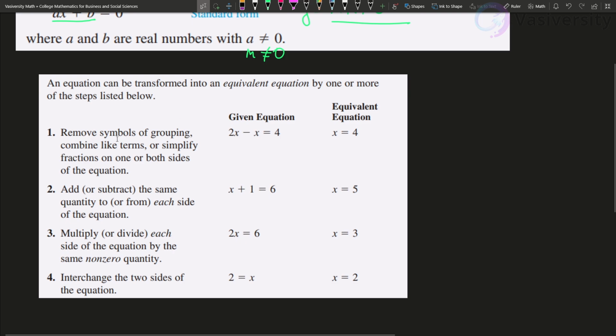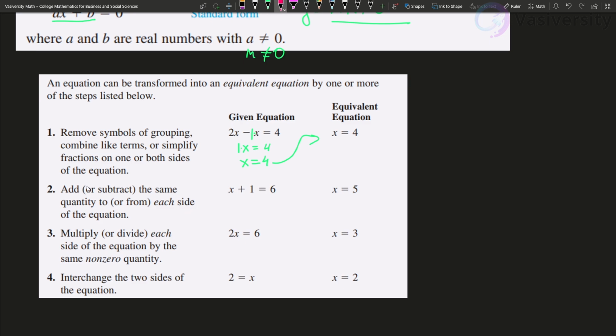For number one, we can remove the symbols of grouping. For example, we have 2x minus x. Here we are thinking of an imaginary 1 times x. So 2x minus 1x is going to be just 1x. 1x is equal to 4. We know that anything times 1 is itself, so 1 times x is just x is equal to 4. Essentially, we're transforming it into that kind of equation.